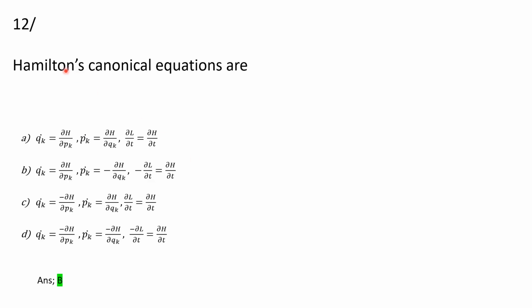Then, Hamilton's canonical equations are, and here you can see the options, and we know that the correct option is qk dot is equal to del H by del pk, pk dot is equal to minus del H by del qk, and minus del L by del t is equal to del H by del t. So here option B is the correct answer.